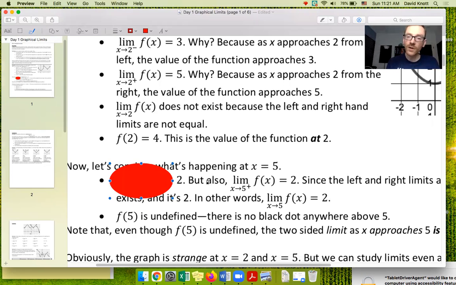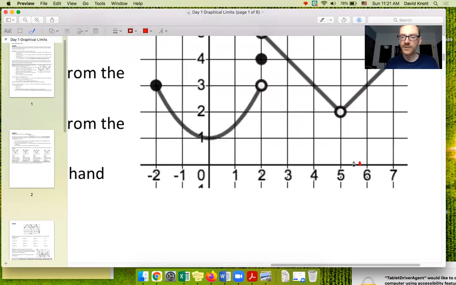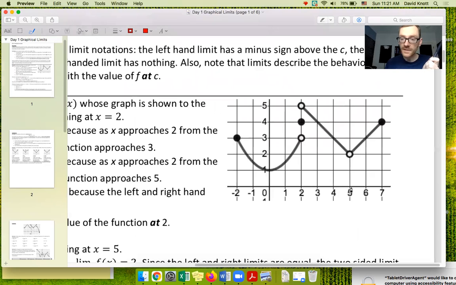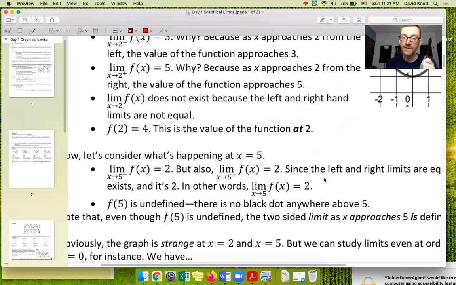What about the right-hand limit? Well, it's also 2, right? I mean, if we approach 5 from the right, we're getting closer and closer to 5 from the right. As we're doing that, the value of the function is getting closer and closer to 2 as well. So the right-hand limit is also 2, okay? And therefore, the left and the right-hand limits are both equal to 2, so they're equal to each other, which means that the two-handed limit does exist in this case because the left and right hand limits are equal. And in this case, it's just equal to 2, right?